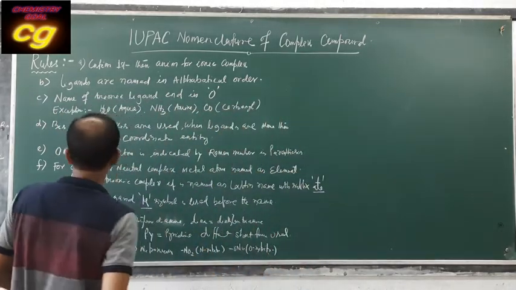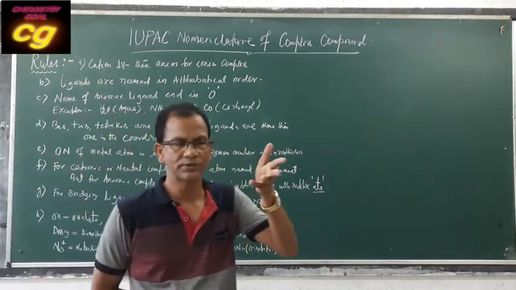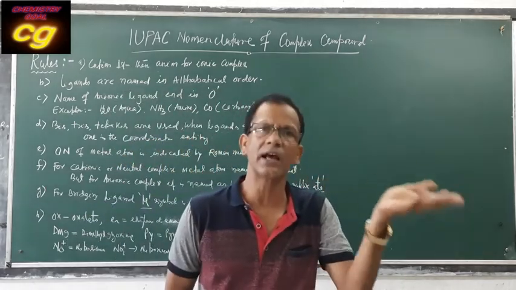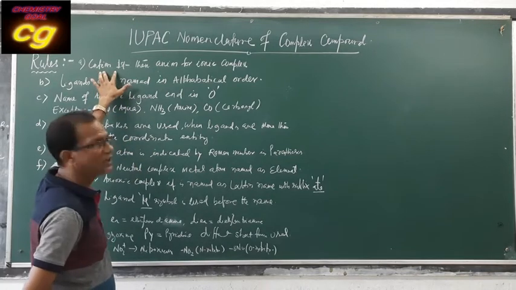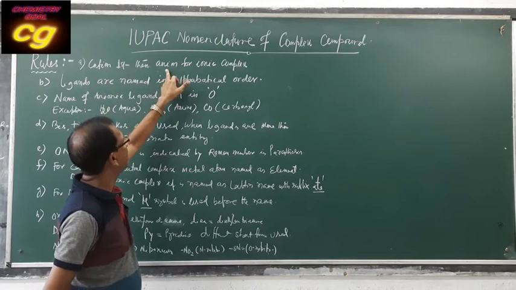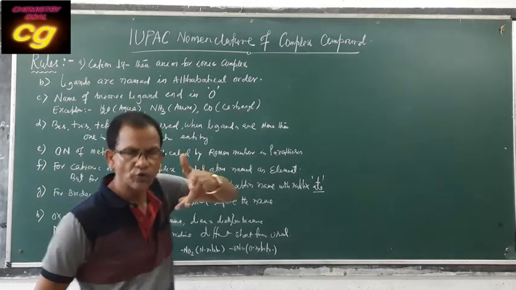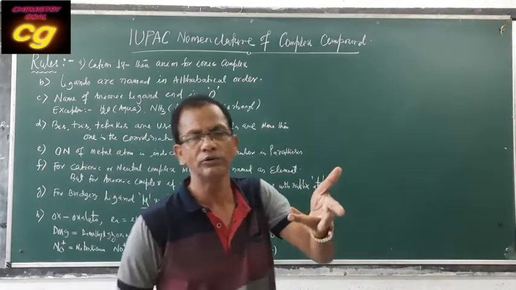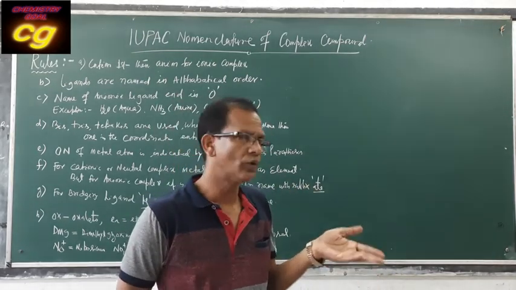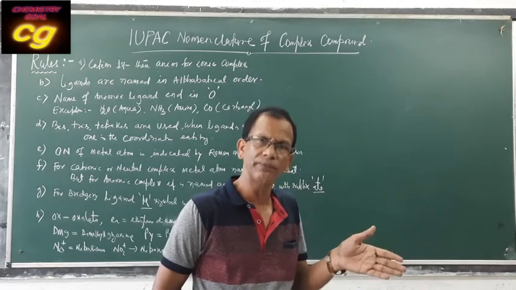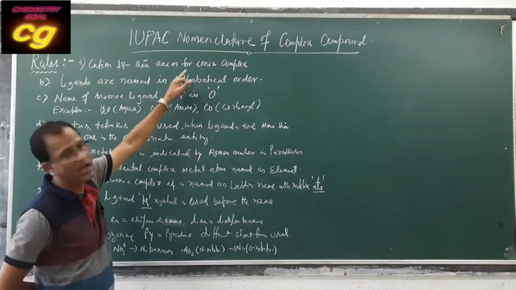The first rule is that if it is an ionic complex, meaning it has both cation and anion, then in the nomenclature, first it will start from the cation name, then it will end with the anion name. For example, for a binary compound like sodium chloride, we cannot write chloride and sodium. We start the name from the cation name, then the anion name. So first cation nomenclature, then anion nomenclature.